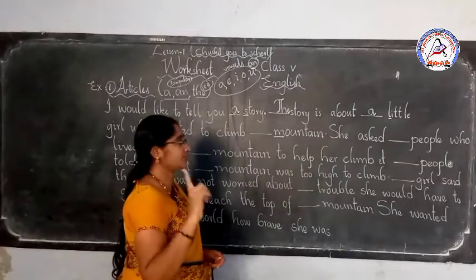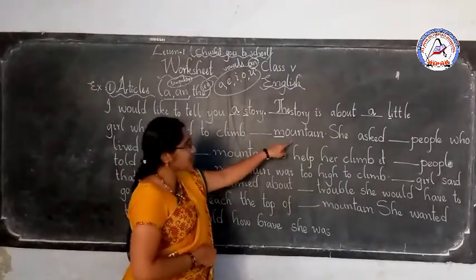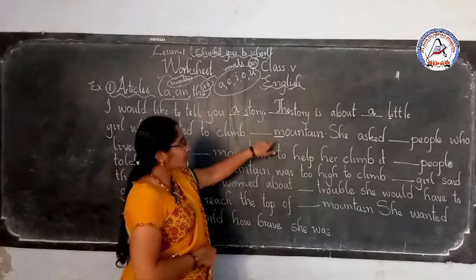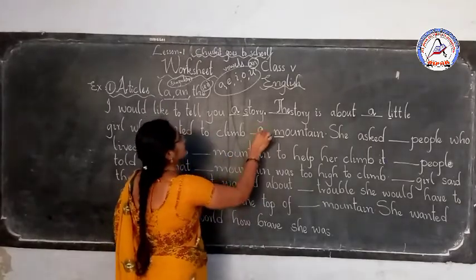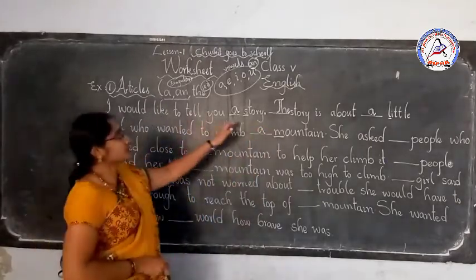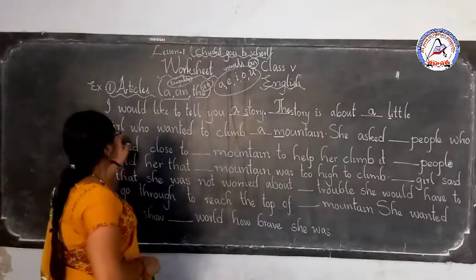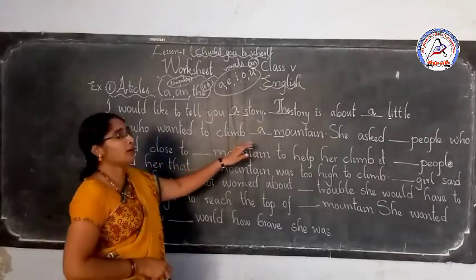Yes, singular. Mountain is singular, so it is singular, and also M is consonant. So you write A. Let us check. I would like to tell you a story. The story is about a little girl who wanted to climb a mountain.